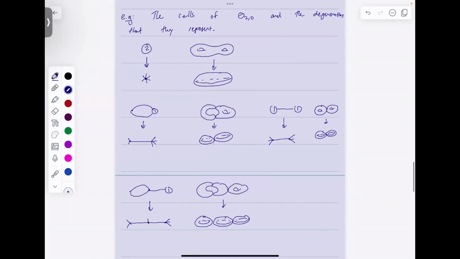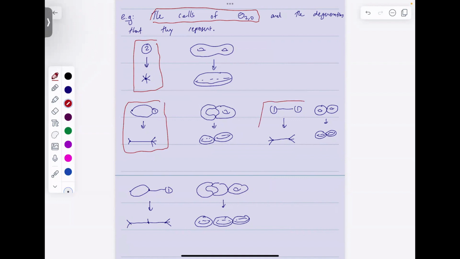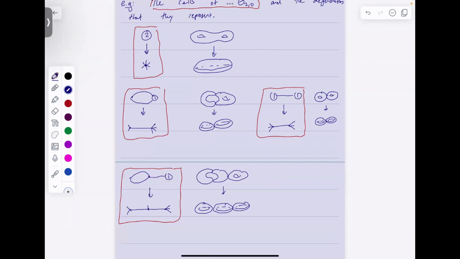Okay, so at this point, let me highlight what I mean by cells. The cells actually correspond to the maps of graphs, and the drawings of surfaces are just supposed to give you an idea of what the combinatorics of these graphs is representing. Okay, let's finish this up. So I have another codimension two cell.